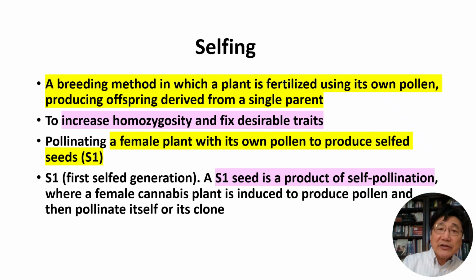Selfing is a breeding method in which a plant is fertilized using its own pollen, producing offspring derived from a single parent. Cannabis is naturally dioecious, so selfing requires artificial induction of pollen.